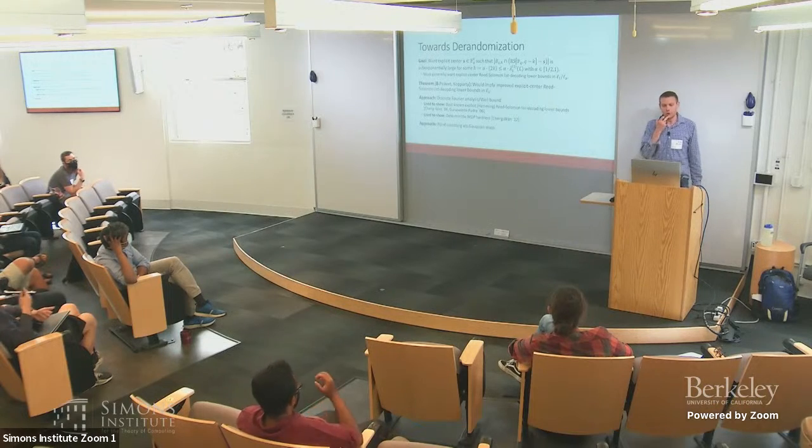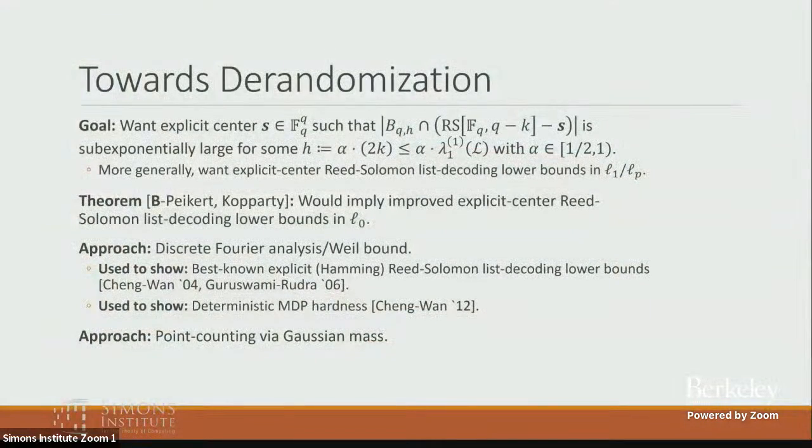Right. Oh yeah. So in another approach we thought of, that I think we had fewer concrete ideas about, but also seemed promising, was point counting using Gaussian maps.